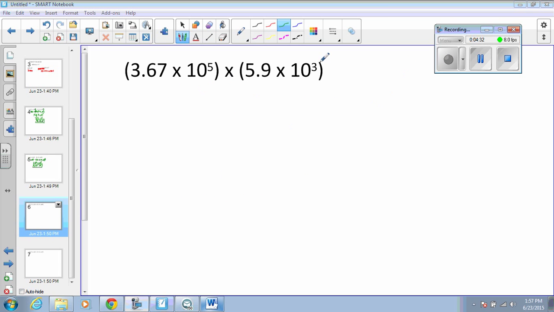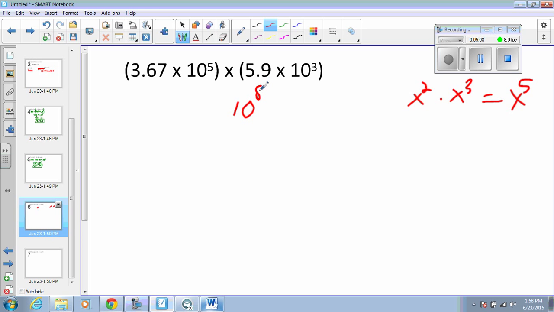For multiplication, we don't worry about whether the powers are the same numbers. When we multiply powers, they add together. If you think back to algebra, x squared times x to the third is equal to x to the fifth, right? So the same deal works with powers of 10. 10 to the 5th times 10 to the 3rd will give you 10 to the 8th. And then we multiply our front numbers.